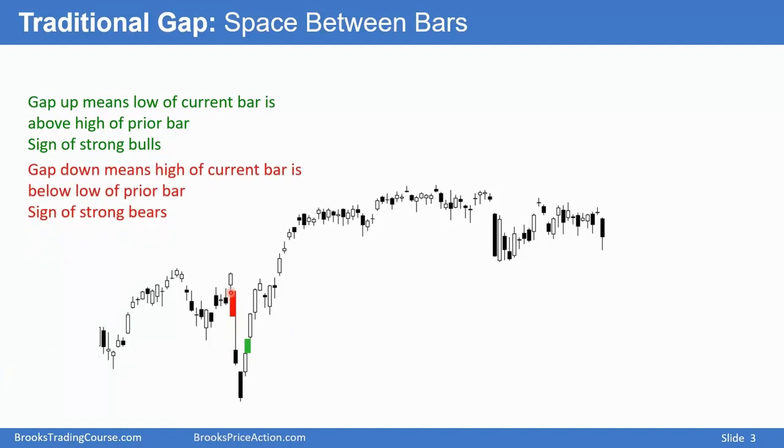Here's a gap down, and it's a sign of strong bears. The market actually opened down here, rallied strongly. It was unable to get back above yesterday's low, and then sold off to a new low later in the day. And this is the gap down.